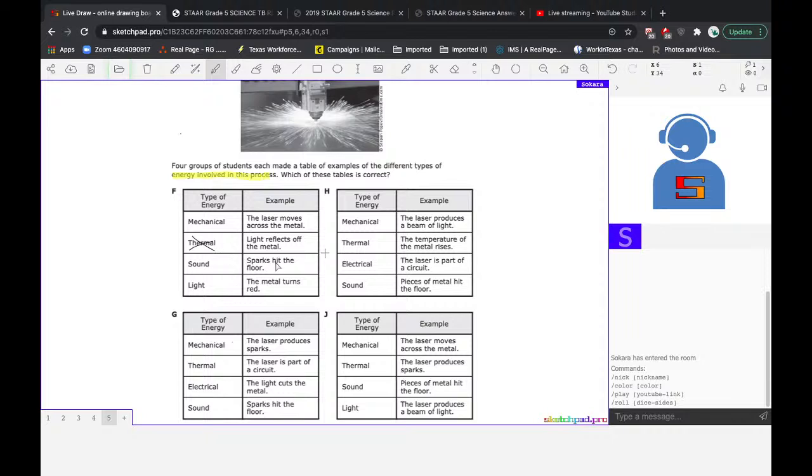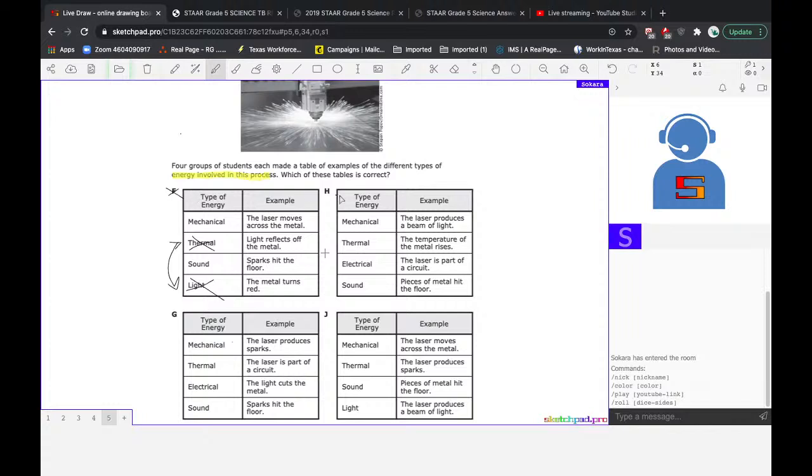Next, it's saying sound energy. Sparks hit the floor. Okay, that could be sound energy because it makes a sound. And then finally, it's saying the metal turns red. Okay, it could turn red, but that would not be light energy. That would actually be thermal energy. So these two are actually going to be switched. All right. So this choice is incorrect.